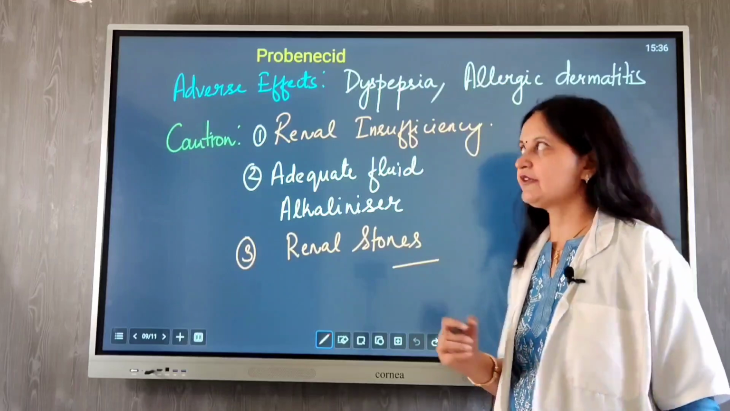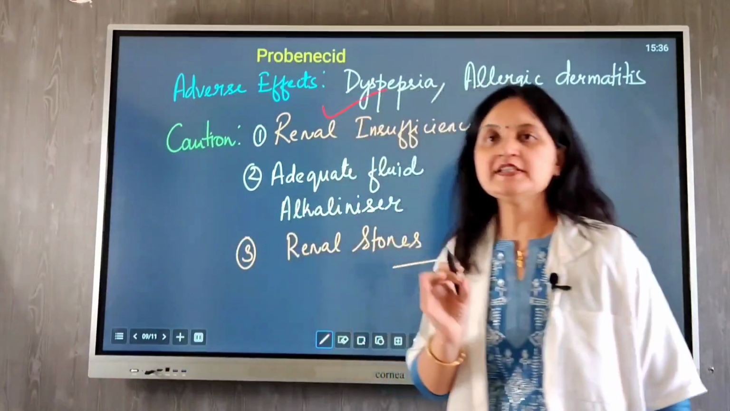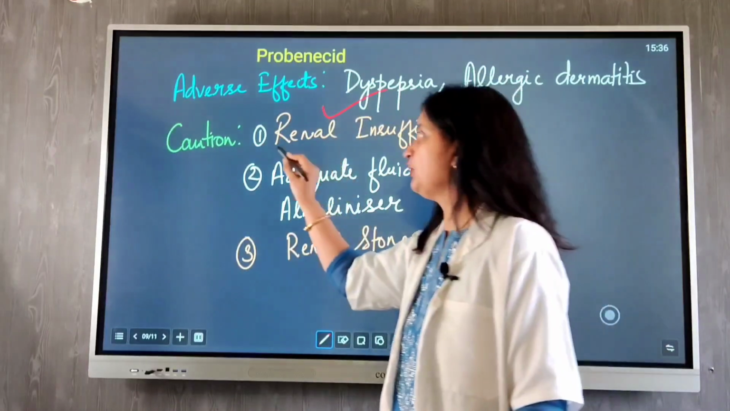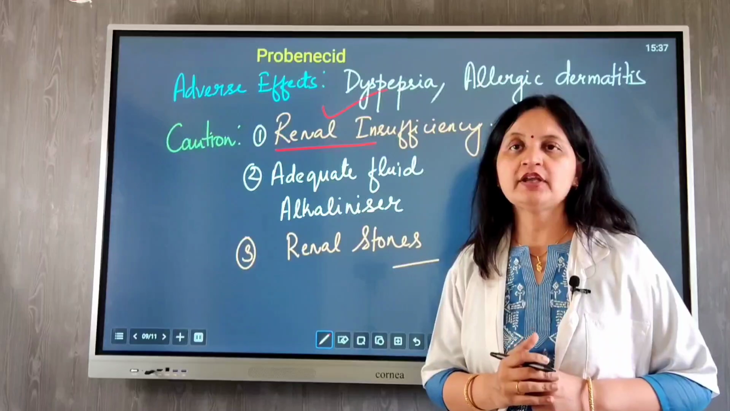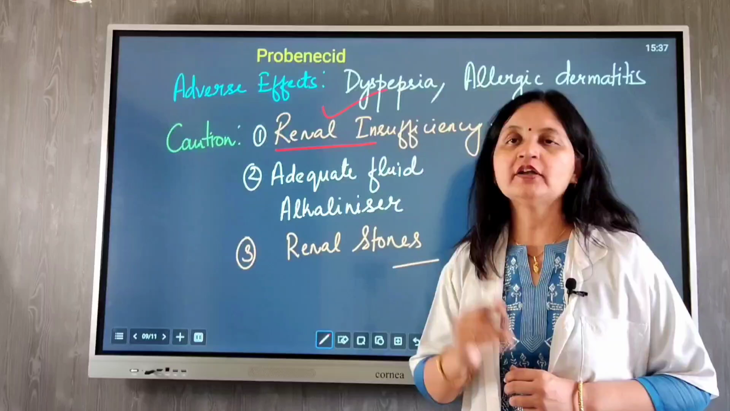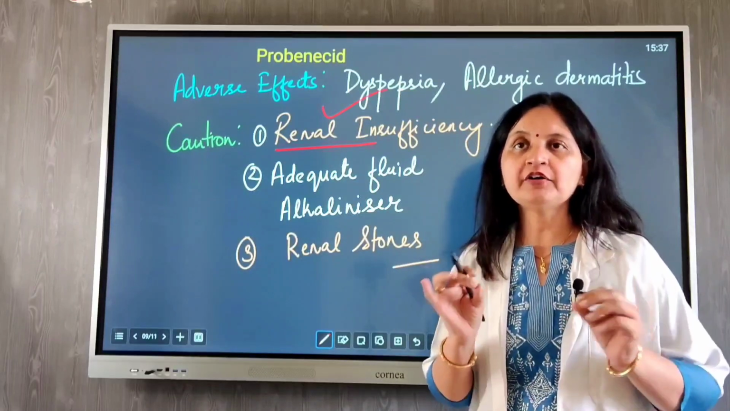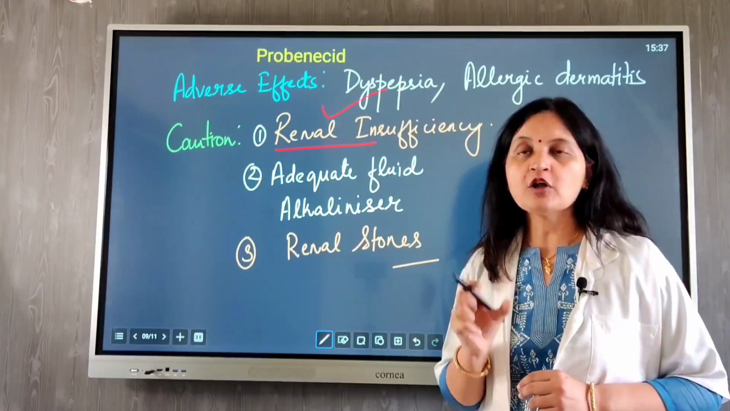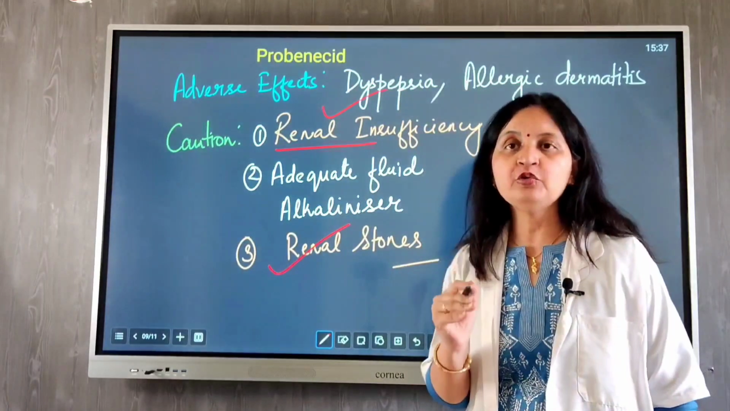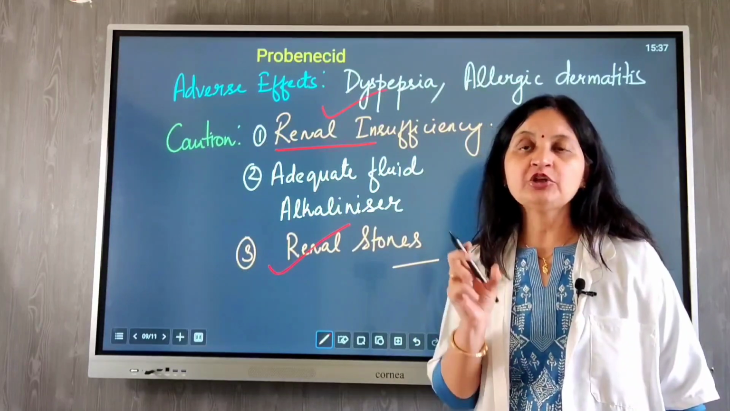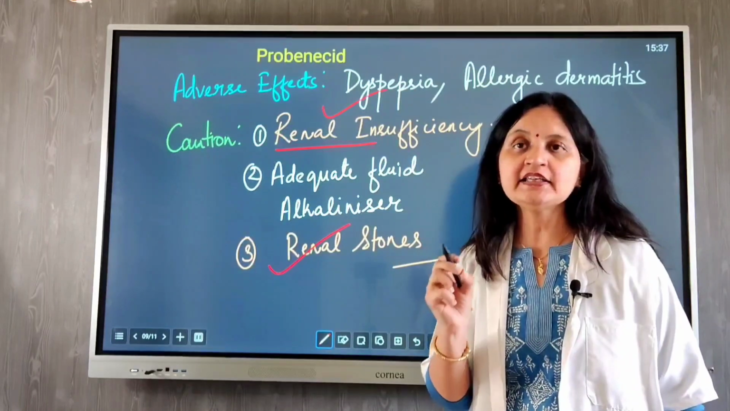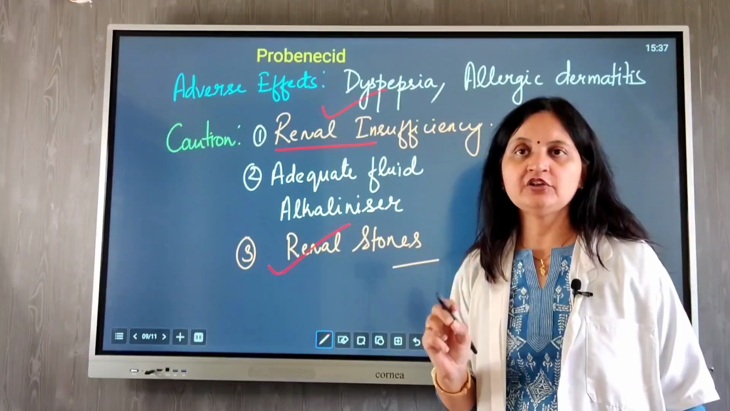Now talking about the adverse effects of probenecid, the most common adverse effect is dyspepsia. Allergic dermatitis may also occur with probenecid. Caution is necessary in renal insufficiency. Most uricosuric drugs are avoided in renal insufficiency because they are dependent on the kidney function for their action. So probenecid is contraindicated in renal insufficiency. Also, probenecid is inappropriate for the treatment of renal stones. Adequate fluid intake is advised and use of a urinary alkalinizer is advised to reduce the acidity of urine, decreasing the formation of renal stones in urine.